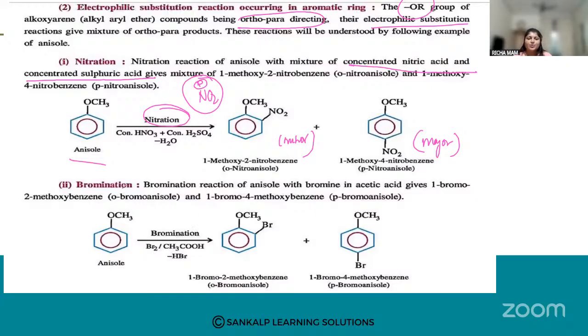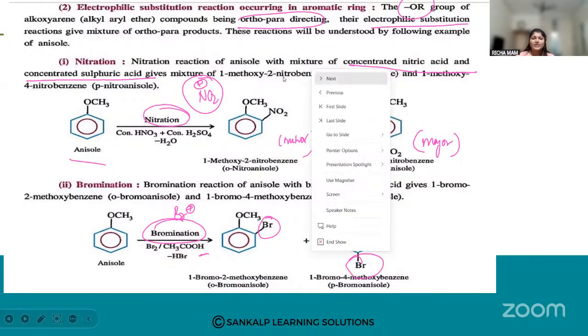Next is bromination. For bromination of anisole, we are going to use bromine in acetic acid. Our electrophile is Br+. This will attack at the ortho and para positions, so I'm going to get ortho-bromoanisole and para-bromoanisole. Again, para is the major product.